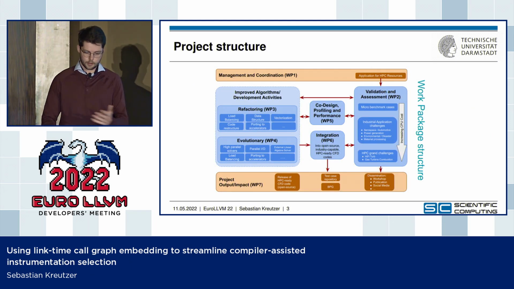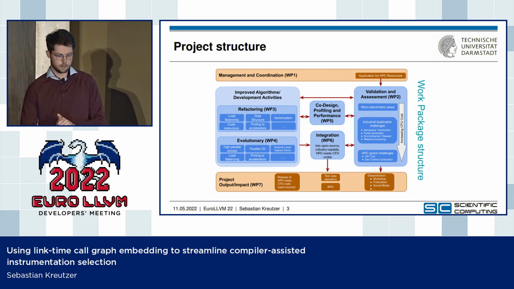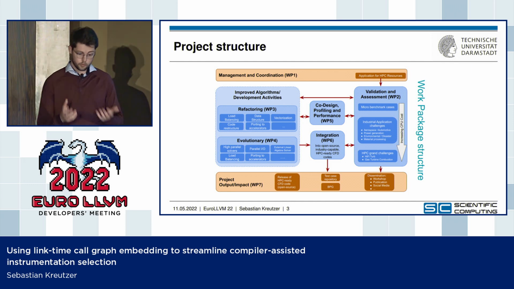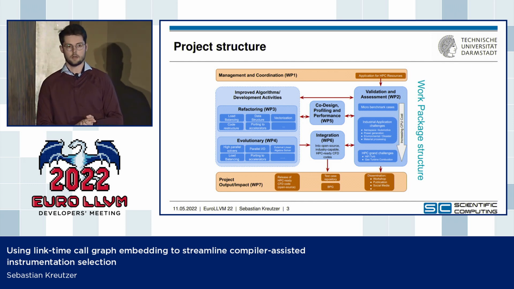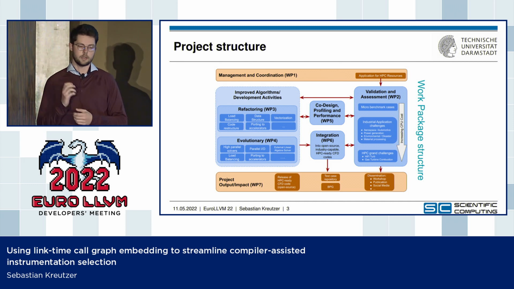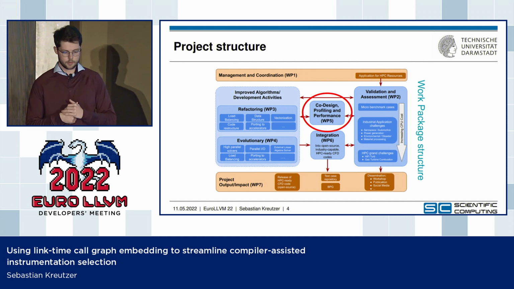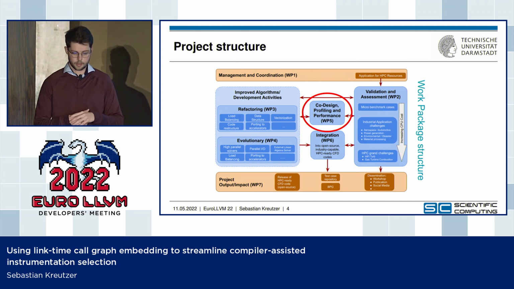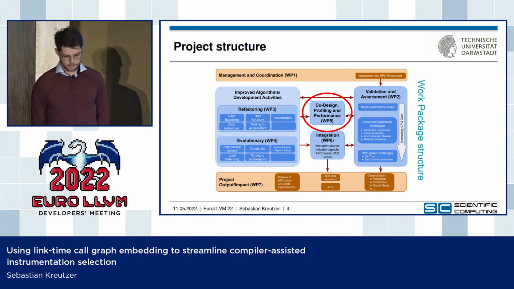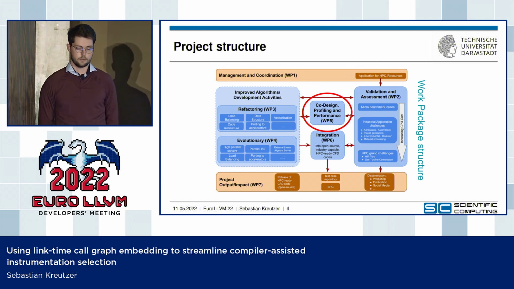So there are several packages in this project. Some are implementation of new features or improvement. So for example, development of new solvers, better parallel I/O, load balancing, porting to GPUs and that kind of stuff. But I'm involved in the co-design, profiling and performance analysis part of the project. And the goal there is to continually assess the performance of the existing project and of new developments.